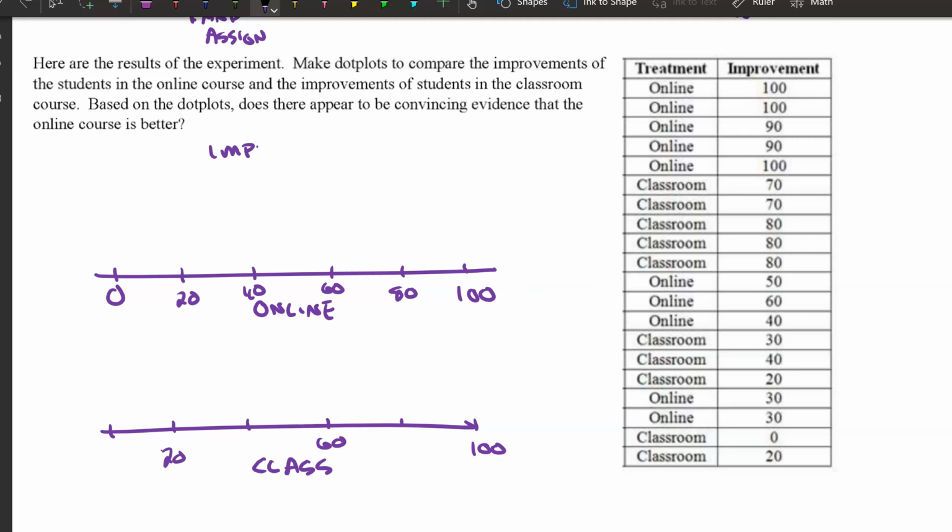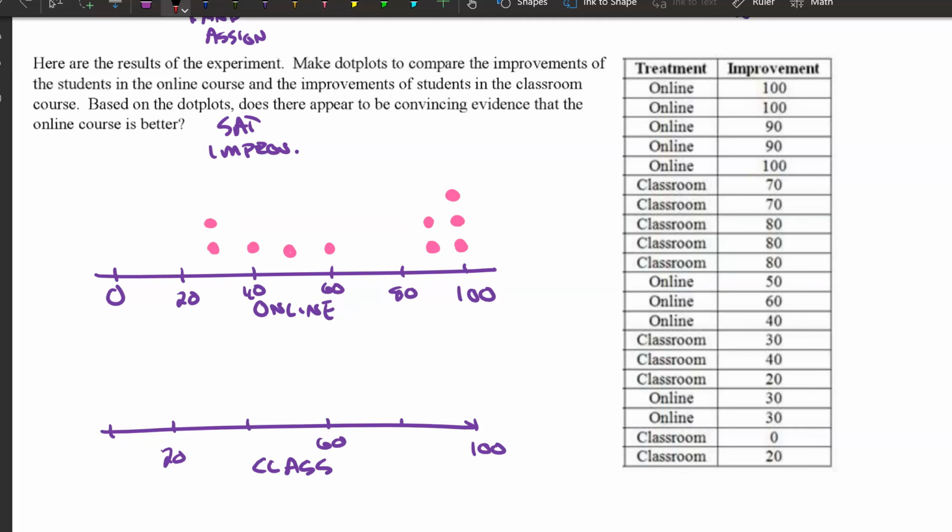So these are SAT improvement. We'll just call it that. Okay, so online we had a 100 increase, a 100 increase, two 90s, and another 100. Let's just do all the online. 50, 60, so 50, 60, 40, and two more 30, 30. So those are the improvement scores for the online class.